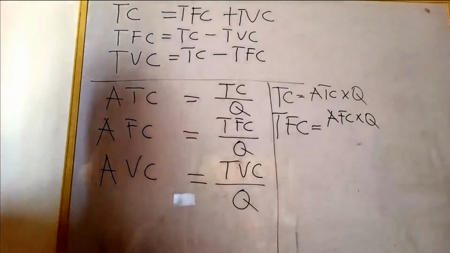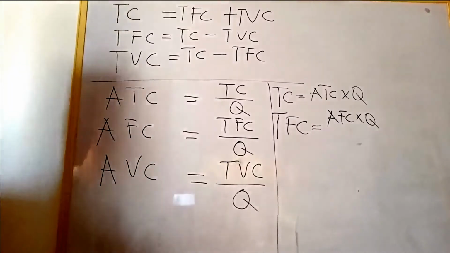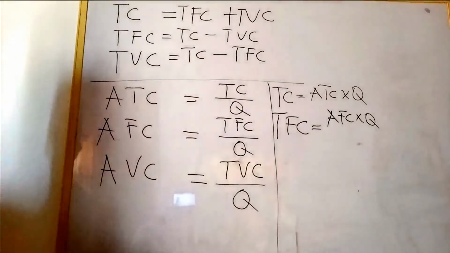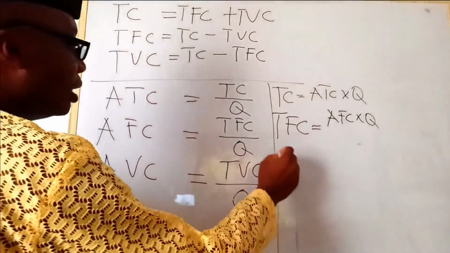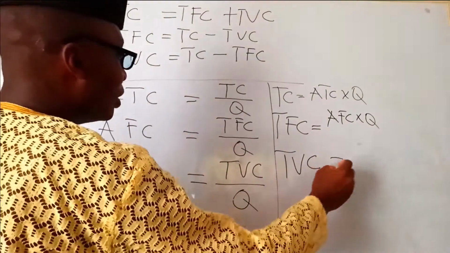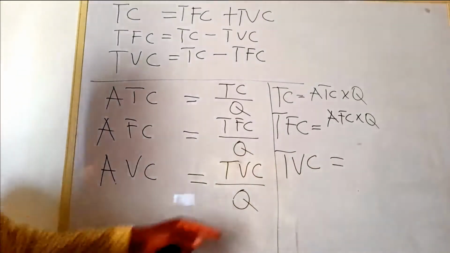Now the last one, I think we should be able to do this. The last one is so easy. Q times this equals this. So you bring your TVC on your left to your left. TVC equals AVC times Q.